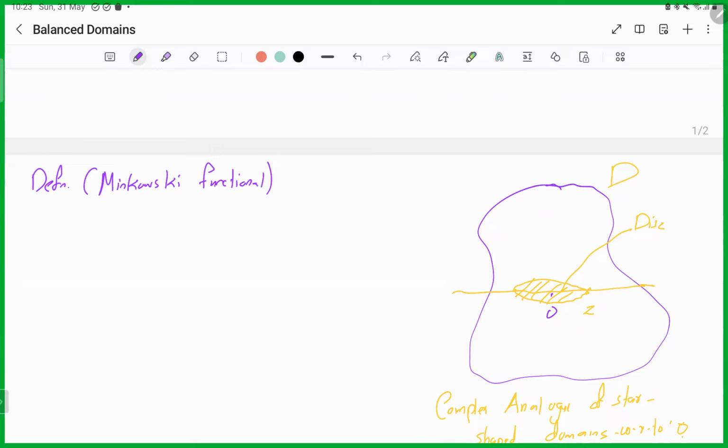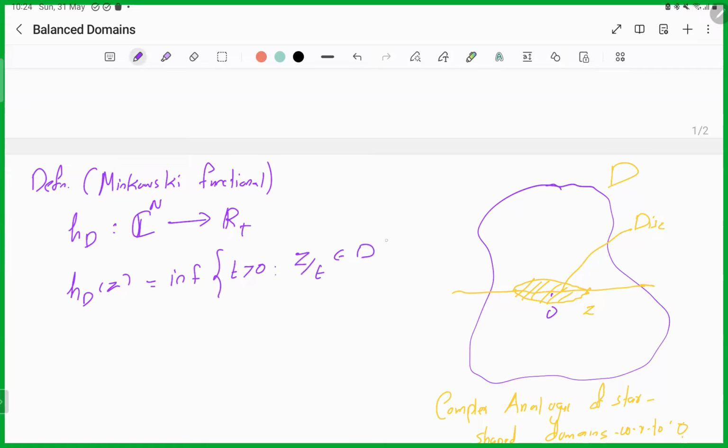If D is a balanced domain, we can associate a function called a Minkowski function. This function is defined from Cn to R plus. R plus means real and positive real numbers including 0. We can define h_D(z) equal to the infimum of t greater than 0 such that z by t belongs to D. This is the definition.